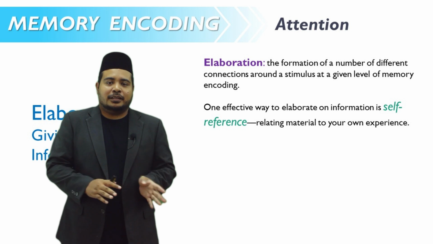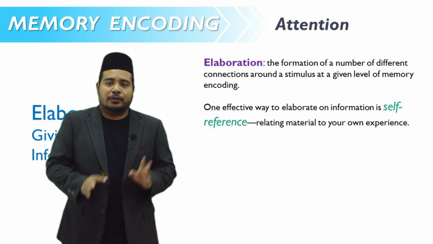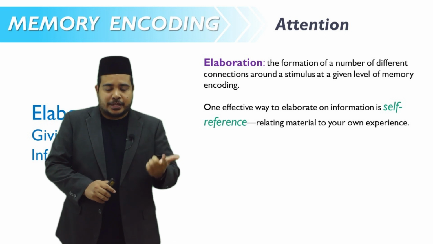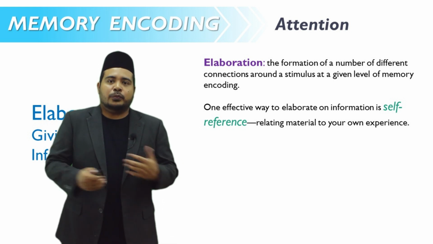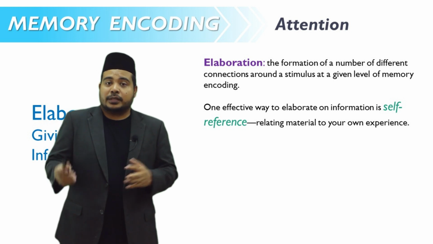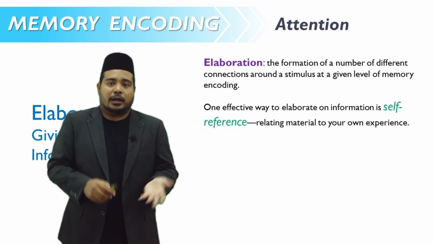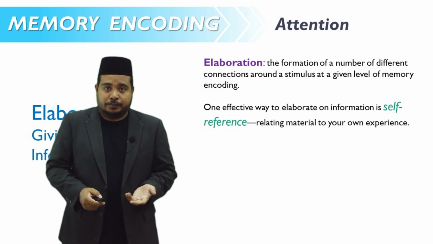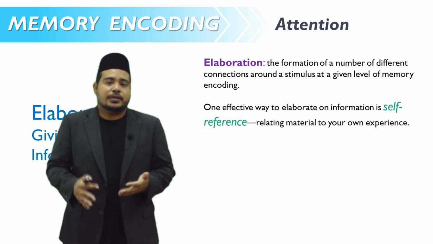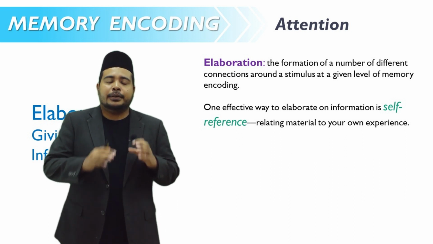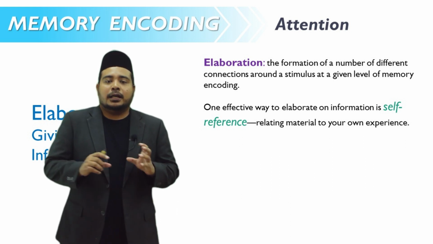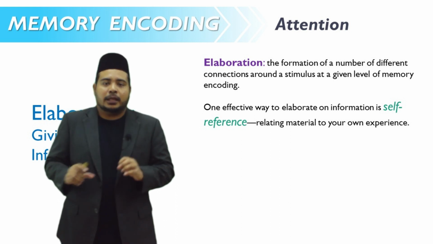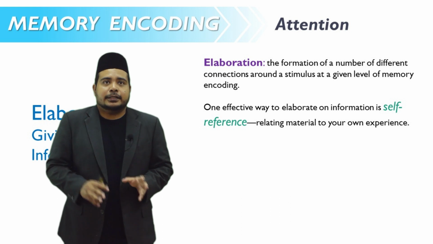Okay, those are the first two processes involved in encoding: attention and deep processing. Next, when we are encoding, we try to select information that we want to store in our memory. We also involve elaboration. Elaboration refers to the formation of a number of different connections around a stimulus at a given level of memory encoding.